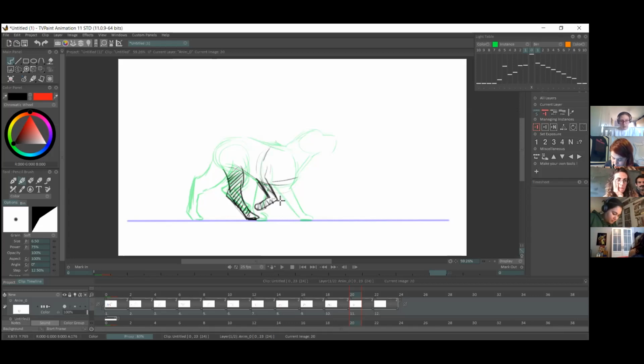So that's lifting. And the head should be coming down.